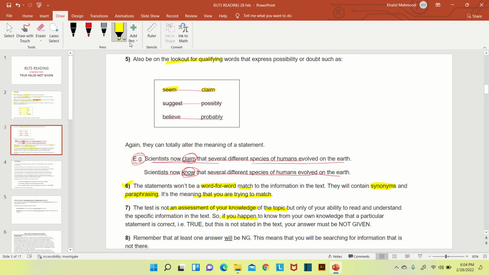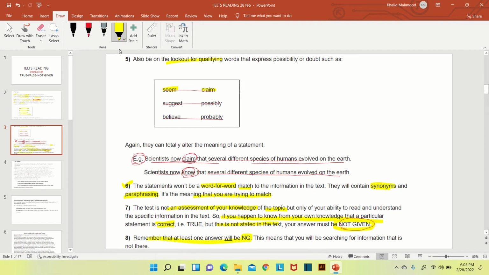If you happen to know from your knowledge that a particular sentence is correct, don't write true if it is not given in the passage. If it is not given in the passage, don't write true, even if you know that it is the truth.